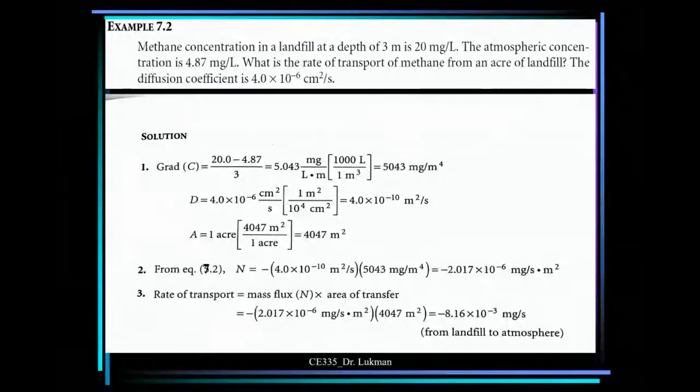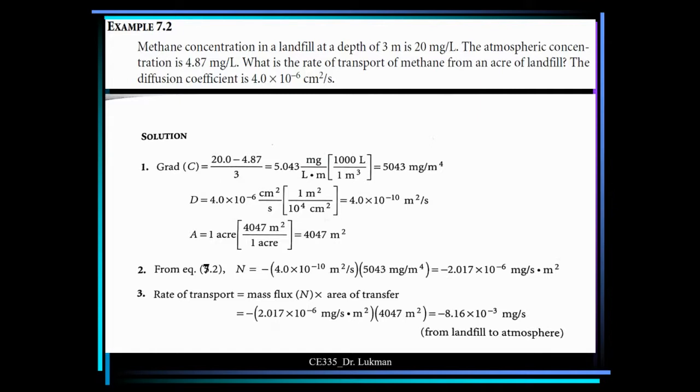Okay? So this is exactly why we started in the previous class taking this example where we have methane in a landfill. You know what a landfill is from CE 330, environmental engineering. You will design a landfill where you dump your waste by compacting it in layers. You find a very vast area of land, you take your solid waste, and compact it in layers. Normally, you have a liner, so that it doesn't affect the groundwater because sometimes you may have leachate. Okay? So the methane concentration in a landfill at a depth of 3 meters is 20 milligram per liter.